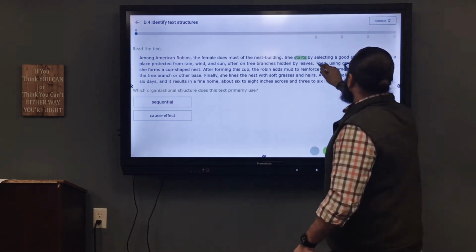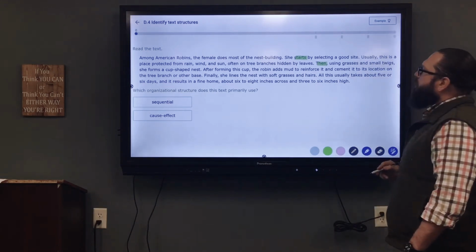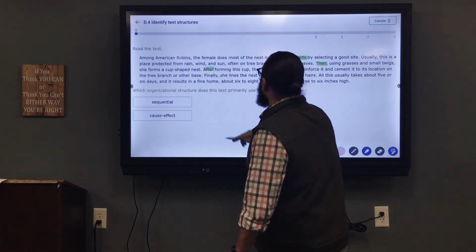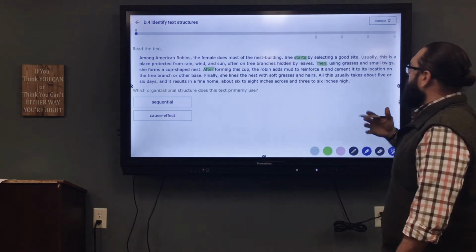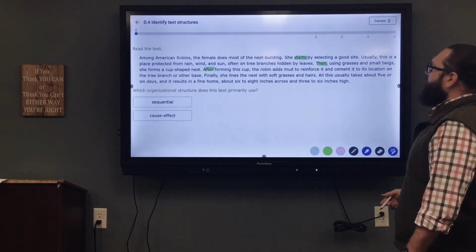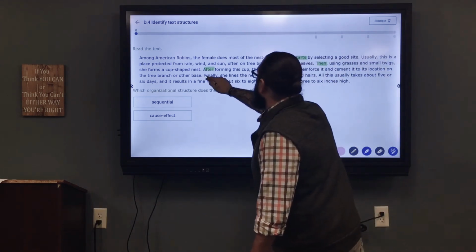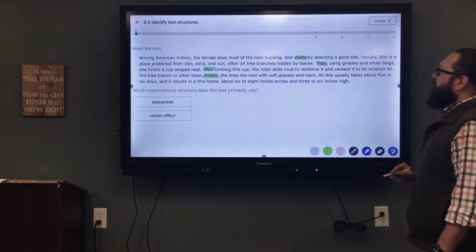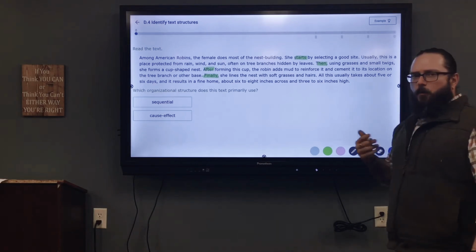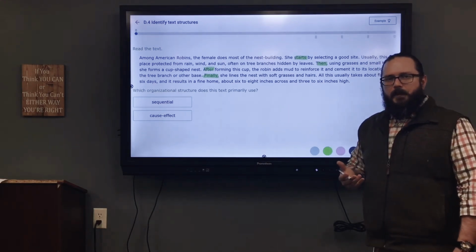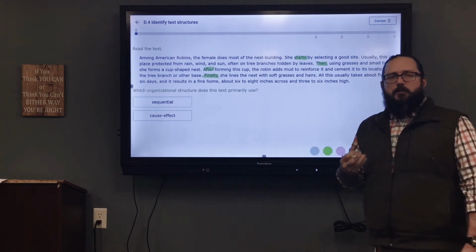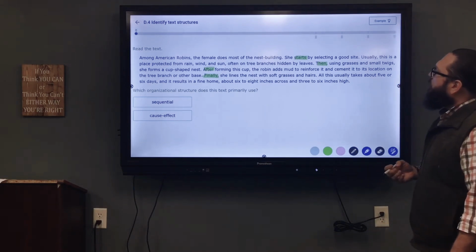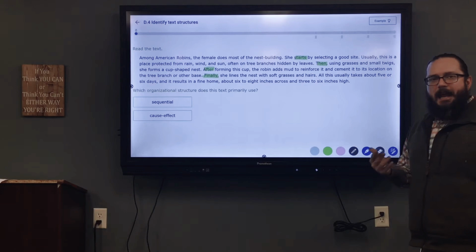Then, using grasses and small twigs, she forms a cup-shaped nest. After forming this cup, the robin adds mud to reinforce it. Finally, she lines the nest with soft grasses and hairs. So why are these words important? Well, these signal words give us clues as to which structure is being used. Now, starts, then, after, finally.